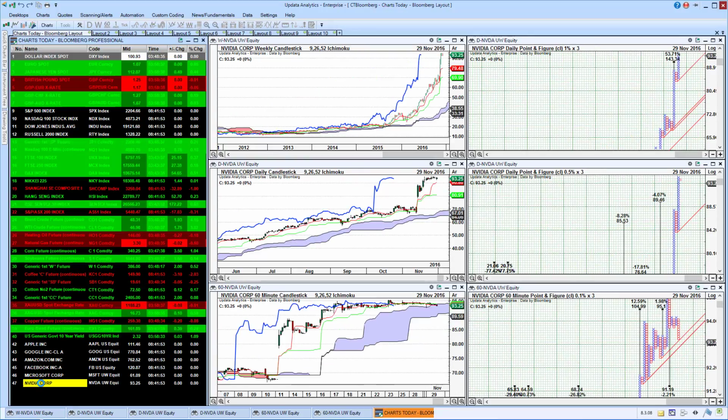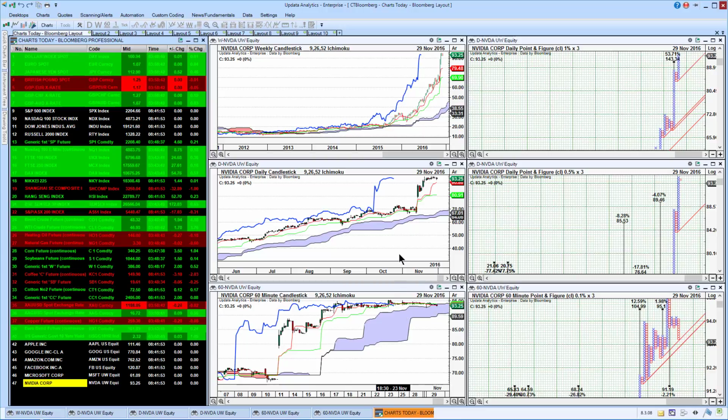And an Nvidia, where will it stop? It's just holding this sideways move, but an unbelievable chart. Just shows there are still stocks out there that are doing amazingly well.